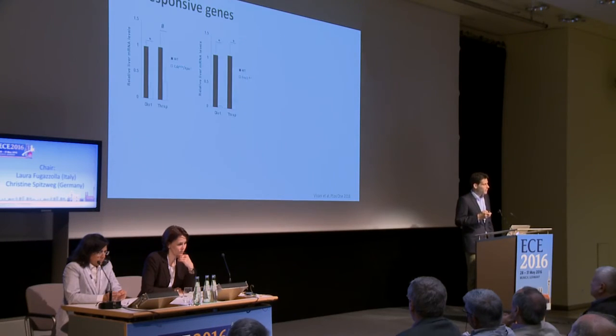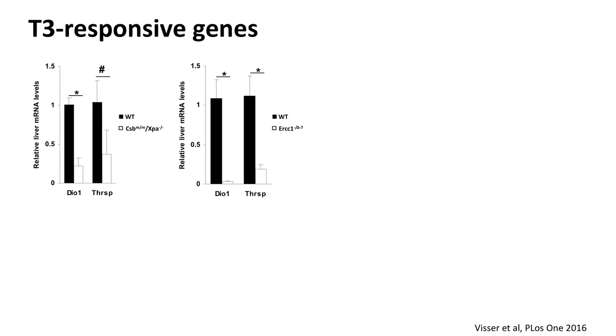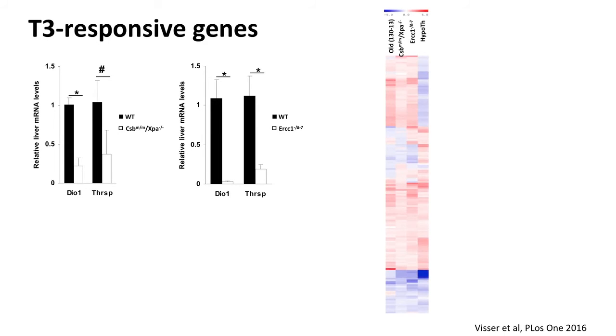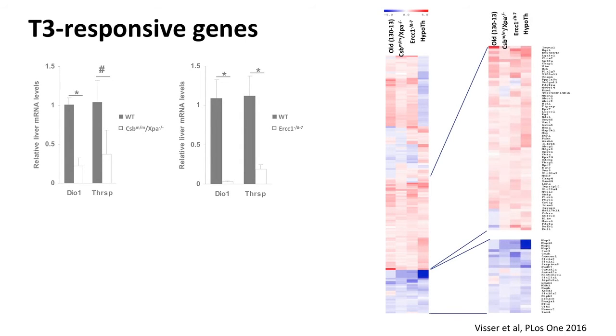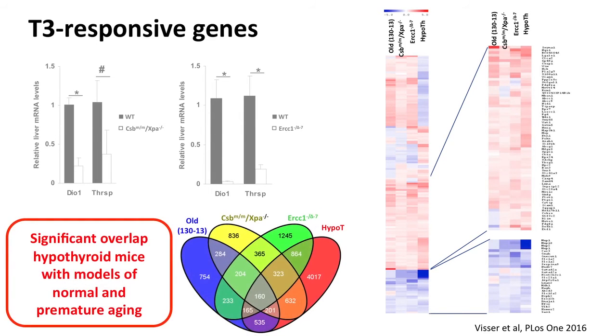So first we looked at the liver at well-known T3 responsive genes, so D1 and Spot14, and they were both markedly lowered in liver of both models. Then we studied the genome-wide expression profiles in normal aging animals of 130 weeks, in the 2 models, and also in hypothyroid animals. And as you can see, there's a subset of genes which is all regulated in the same direction. So this altogether shows that in livers of normal aging and accelerated aging, there's a distinct hypothyroid profile.